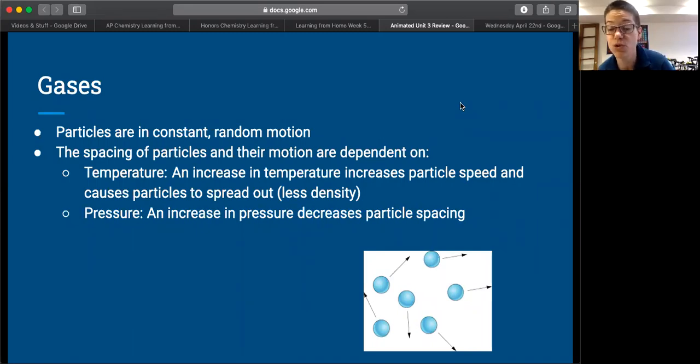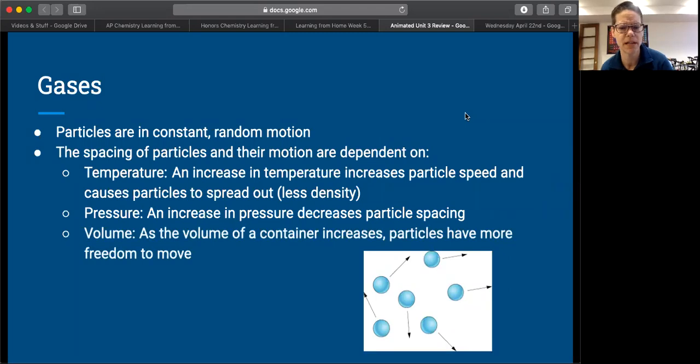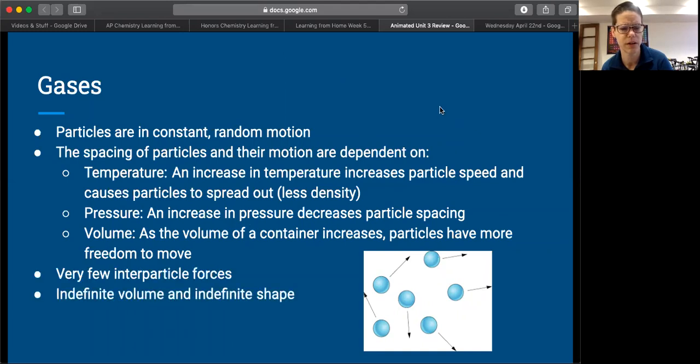Pressure is like how much are you squishing them together? Because the more you squish them together, they actually have a chance to have intermolecular forces come into play. But otherwise, we don't really talk about intermolecular forces with gases because the particles are too far apart to have any sort of interactions with each other. And then, of course, their volume will totally change based on what you put them in. Okay. Few particle forces. No definite volume, no definite shape. Yes. The world of balloons.